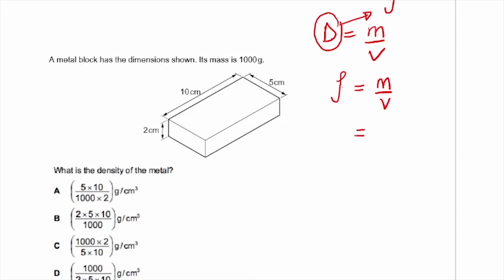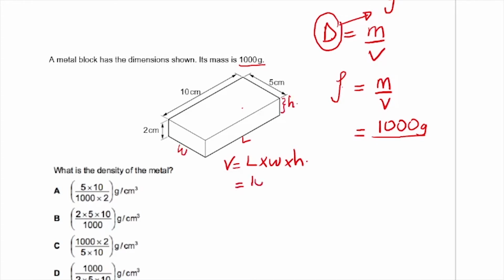So that's going to be equal to the mass. Now the mass here, they're telling us it's 1000 grams. So it's going to be 1000 grams, divided by the volume. So we'll need to find the volume of this. Now from here, we can say that of course the volume of a cuboid like this is given by length times width times height. Let's call this our length. Let's call this our width. And let's call this portion our height.